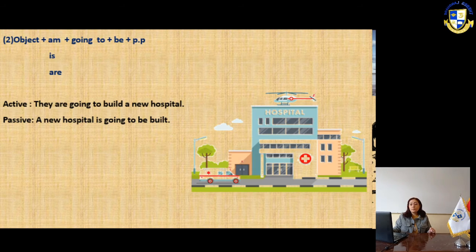Slide 12. The form of passive voice in the future perfect. Object plus will have been plus past participle. For example, when I say, I will have posted the letters by 6 o'clock, the passive is: the letters will have been posted by 6 o'clock. Passive in the imperative: object, must be or should be, plus past participle. When I give an order to someone, when I say do your homework, change it into passive: your homework should be done. You have to know that in the imperative you have to use should be or must be.